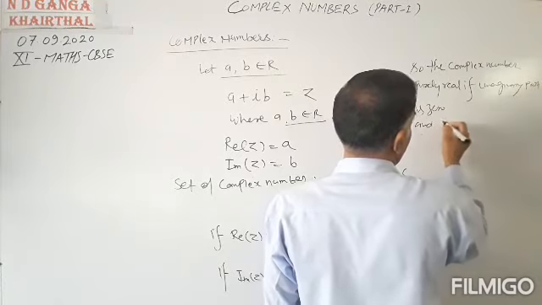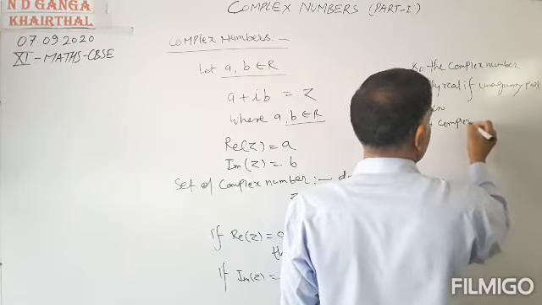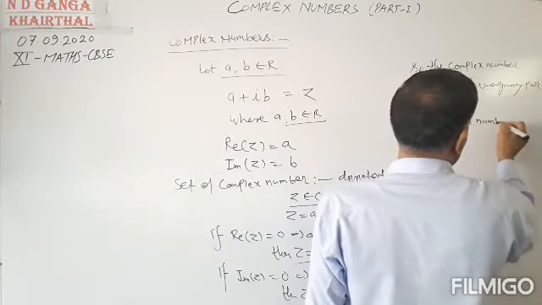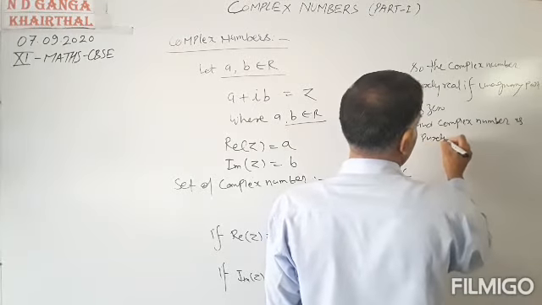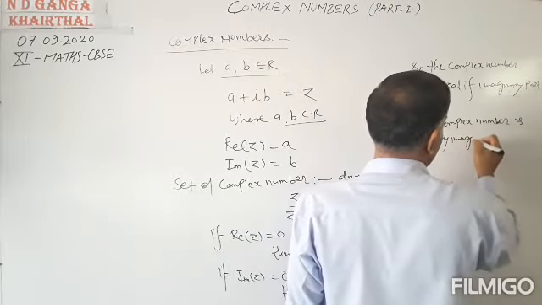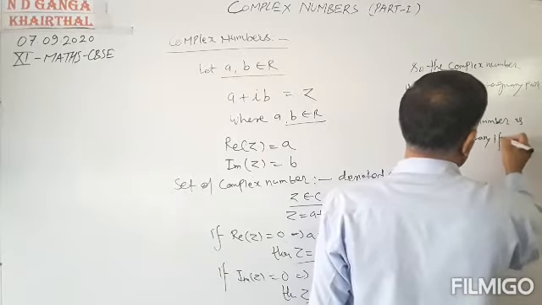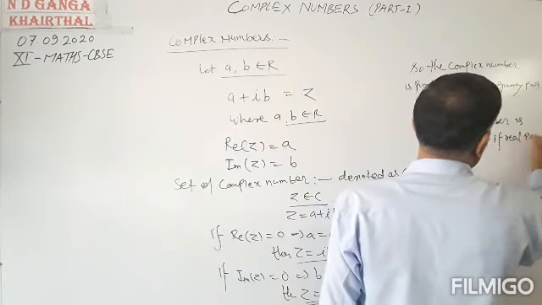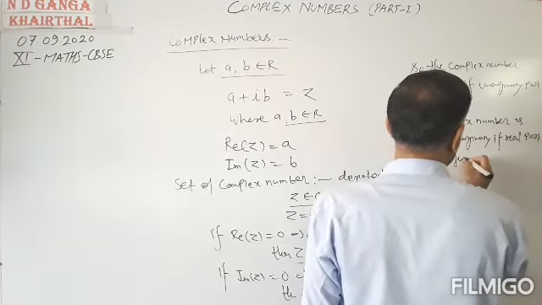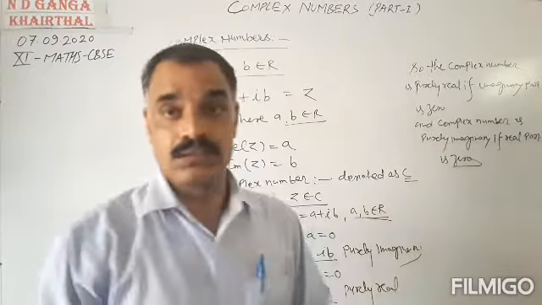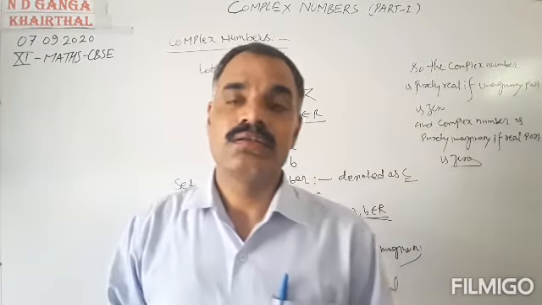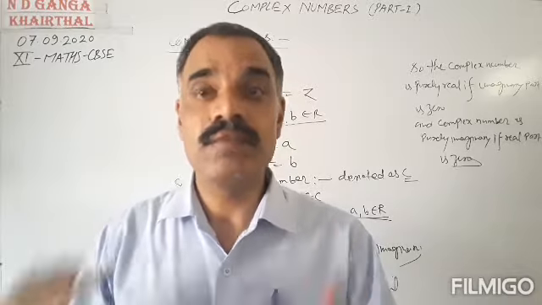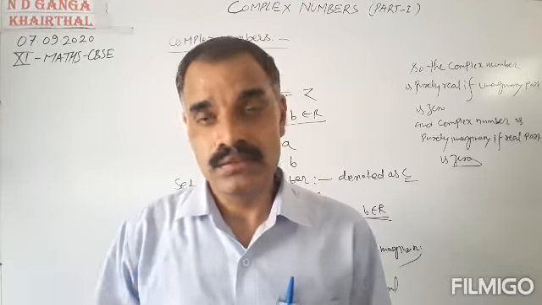A complex number is purely imaginary if the real part is 0. Okay, so this is all about the definition or the meaning of complex numbers.